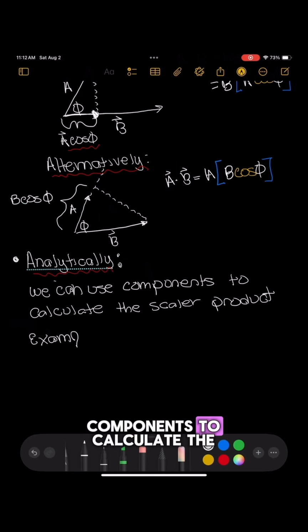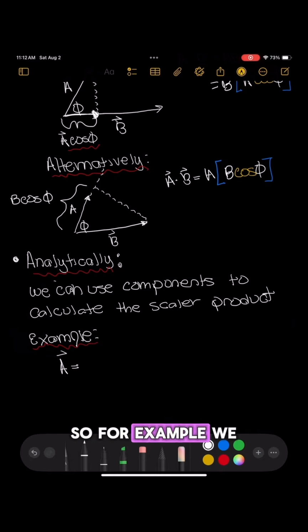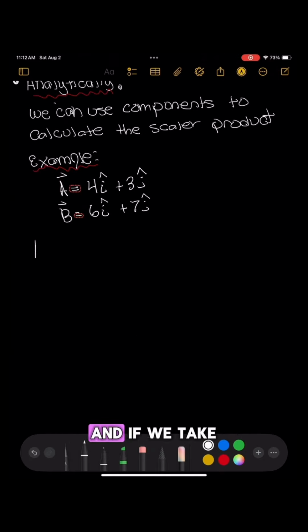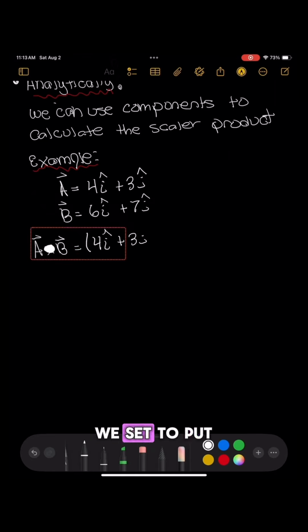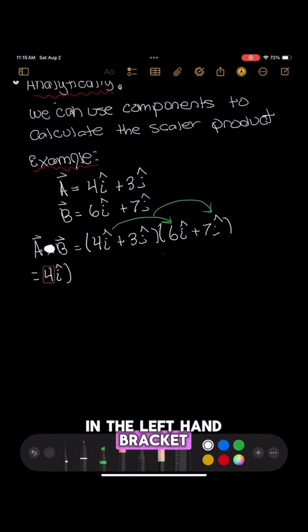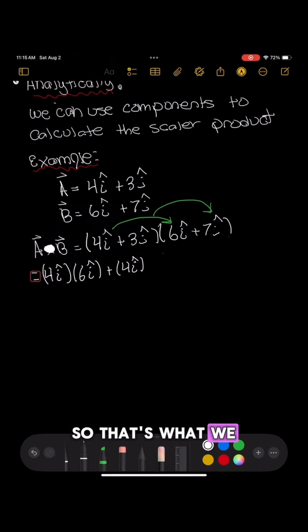So we can use components to calculate the scalar product. So for example, we can just take two random vectors a and b, and if we take the dot product of them, we just have to put them side by side here, and we just have to distribute each term in the left-hand bracket into the right-hand bracket. So that's what we see below here.